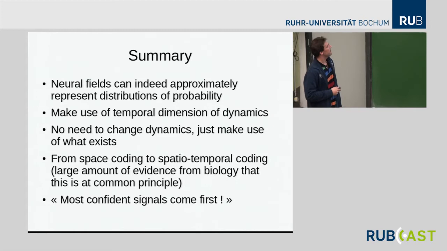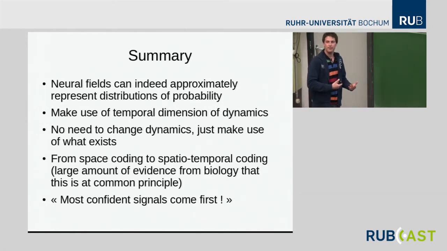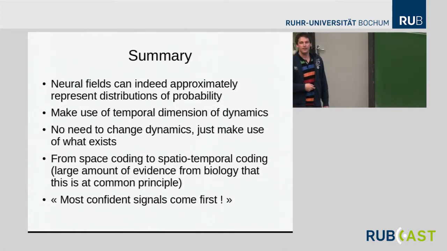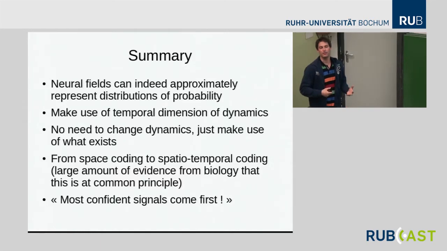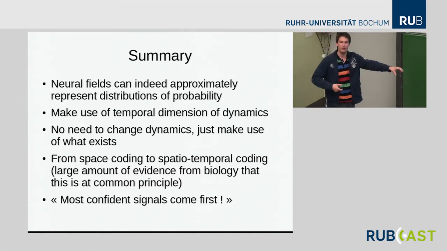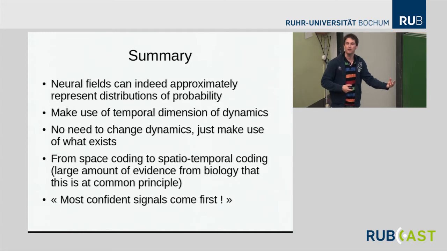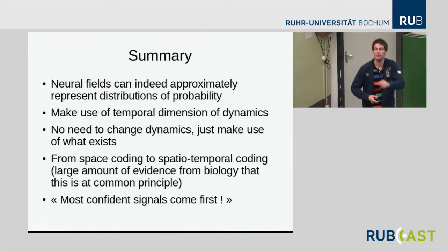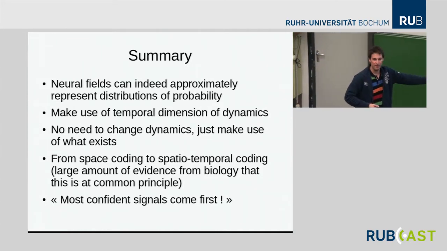And when you go a step back and look a bit at the broader perspective, you can say, initially in neural fields, we have space coding. So the place of an attractor solution encodes meaning. So it says dog or cat or move your arm to the left, move it to the right.